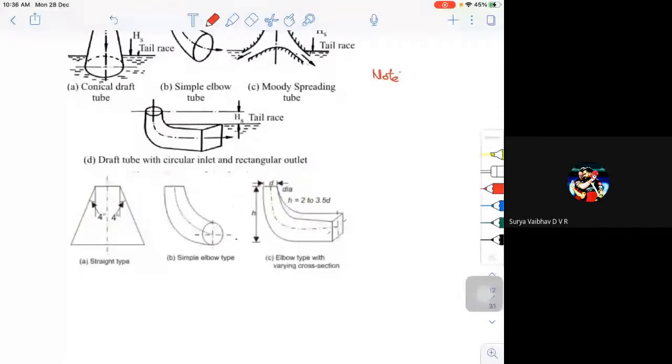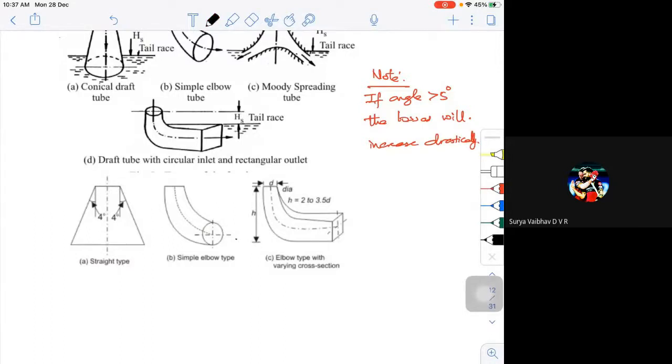Note, actually, if the angle is greater than 5 degrees, the losses will increase drastically, that means the recovery will be less. It has been found. So whenever we are trying to have a draft tube, we should ensure that this angle is less than 5 degrees. That means 3 degrees or 2 degrees, that's fine.